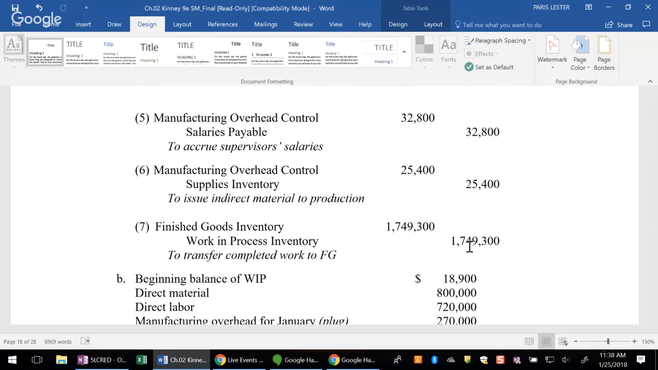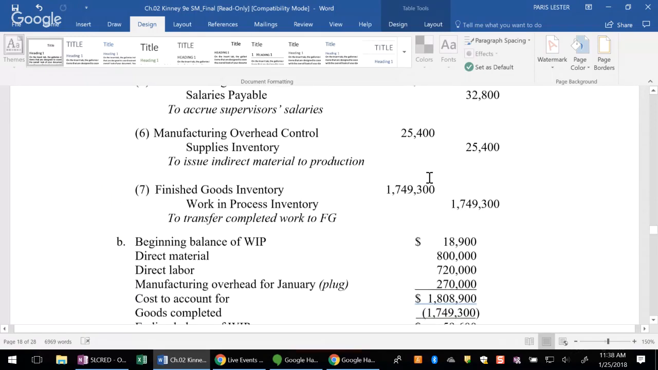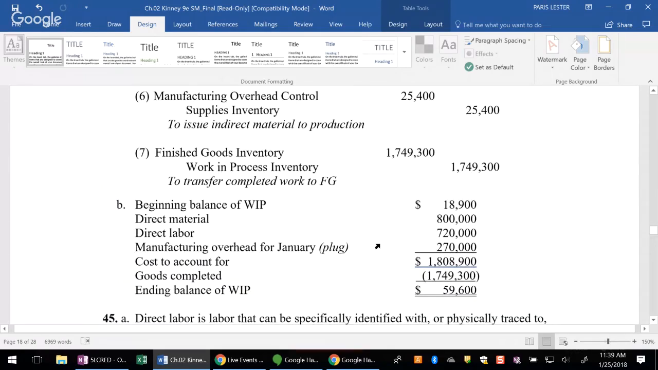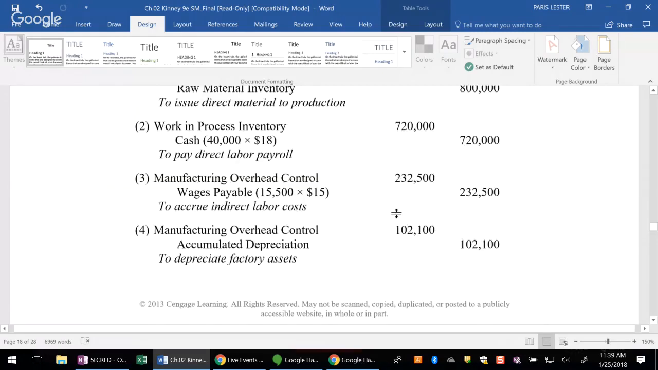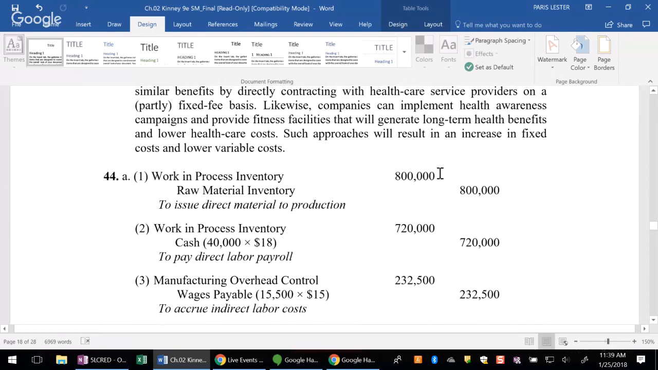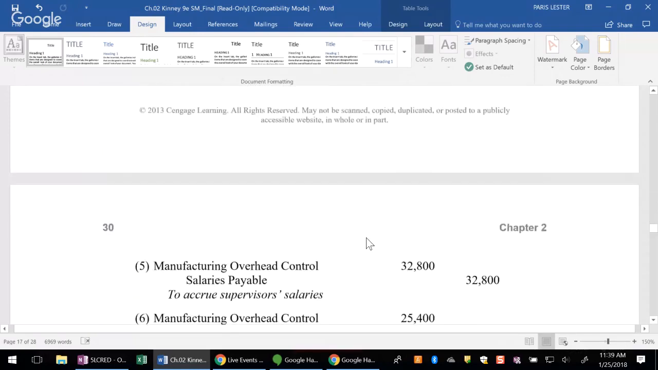And the B part asks you to figure the work in process beginning plus materials, labor, and overhead, the cost to account for, goods completed, and you can find ending work in process. All right, now is this clear here? 800,000 of materials, that's clear. Labor, 720, should be clear.